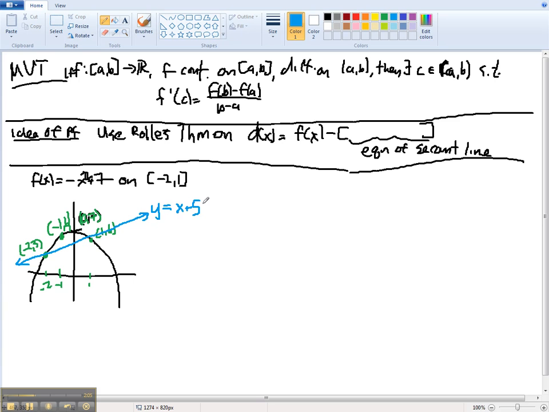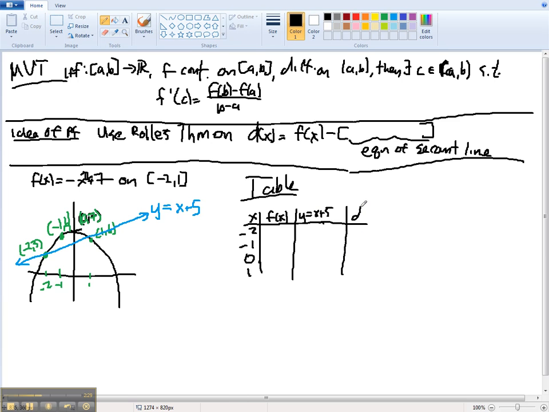Now, the important thing is I'm going to make a table, and then I'm going to graph something. For the x values, I'm going to choose nice integer ones: negative 2, negative 1, 0, 1. Then I'm going to figure out what f of x is, and what y equals x plus 5 is. And then d of x is just defined to be f of x minus, in our case, x plus 5, whatever the equation of the line is. That's what d of x always is.